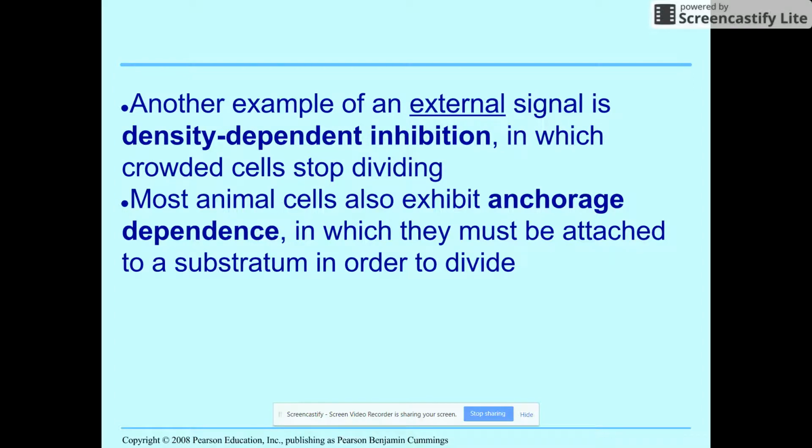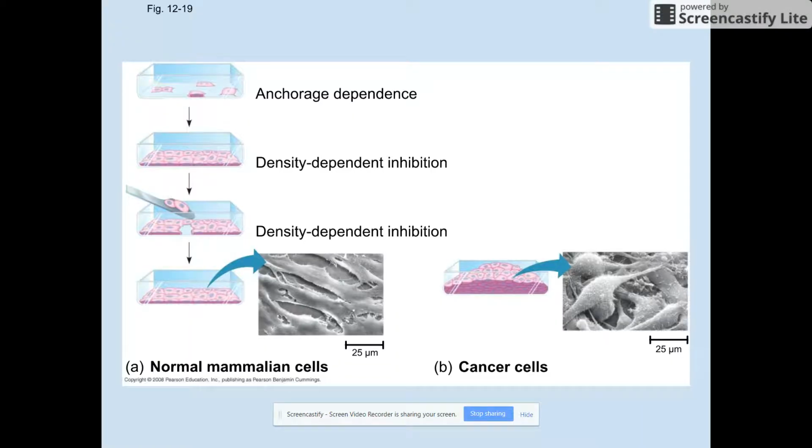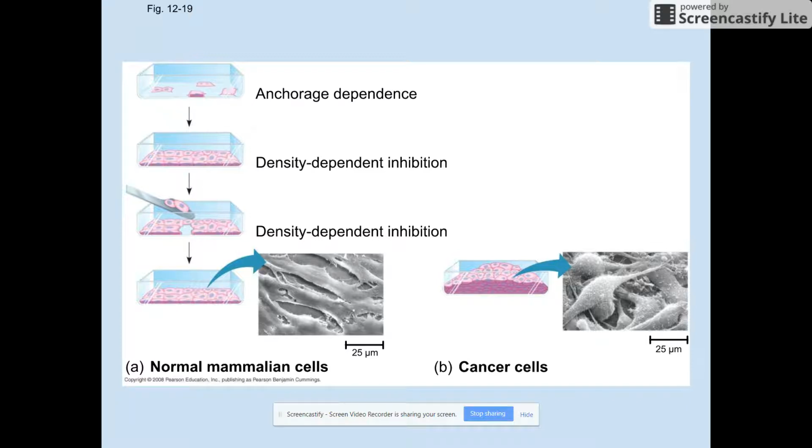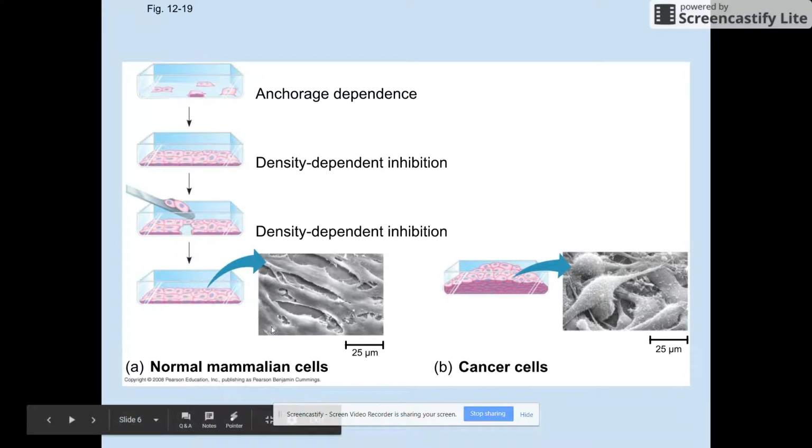A second external signal would be anchorage dependence, which means that there needs to be some sort of platform, what we call a substratum, present for that cell to rest upon before it's going to start to divide. You can see in this image both of those exemplified. For anchorage dependence, you simply need some area for those cells to rest upon before they would be triggered to move on to the next stage of the cell cycle. And for density-dependent inhibition, if you have a thin layer, a monolayer of cells, and you remove a few of them, they will only divide to replace those cells that were removed until they run out of room. And that is the way our cells are supposed to behave.